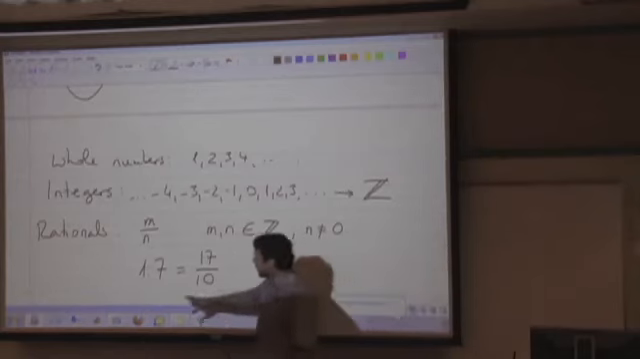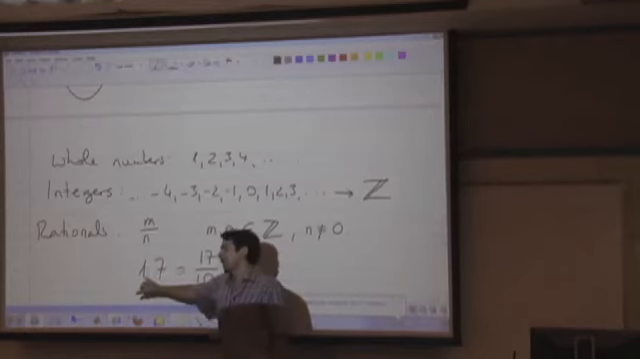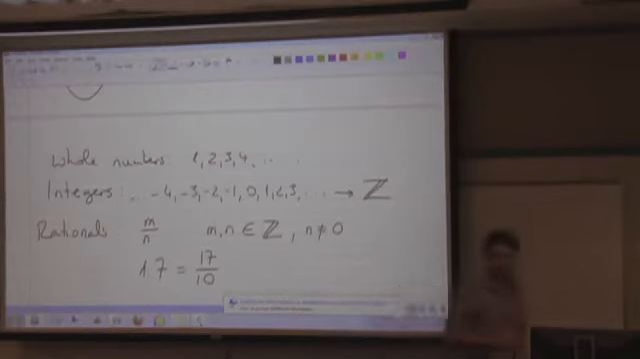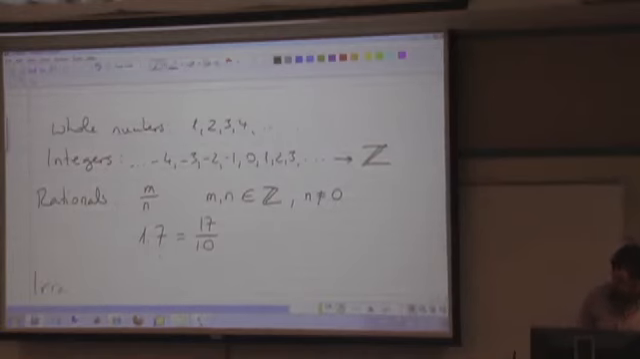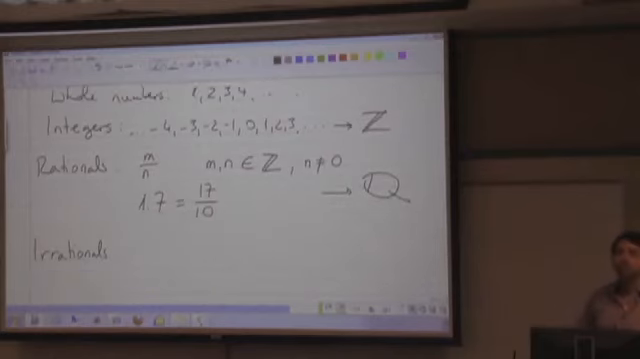So anything that you can write in this form is going to be rational. As it turns out, any number that has a finite number of decimals can be written as a rational, because all you have to do is write all those numbers divided by whatever power of 10. Okay, irrationals. Oh, by the way, the rationals notation is a Q. That's the standard way of denoting rational numbers.